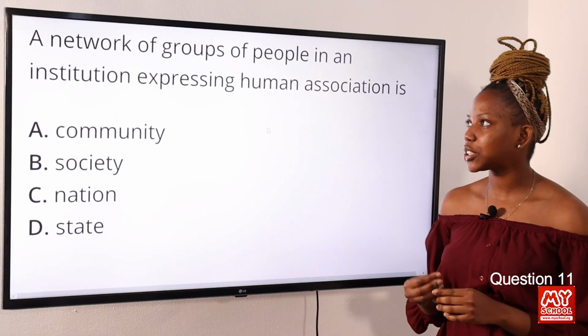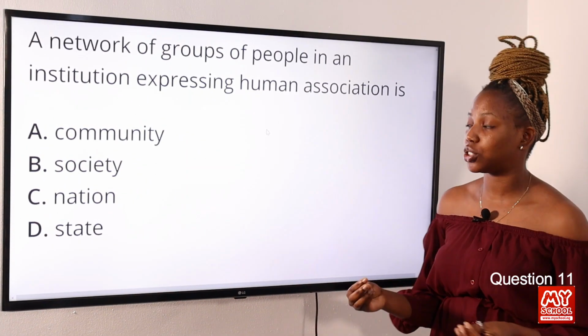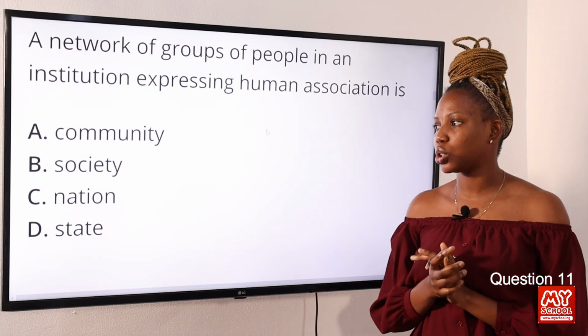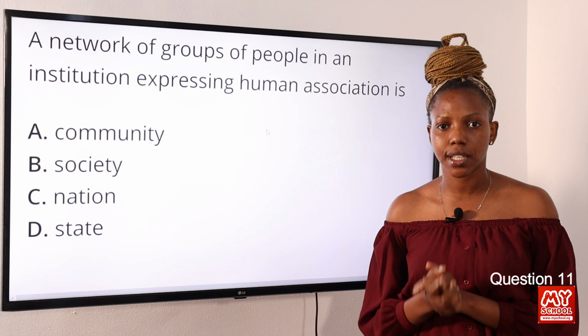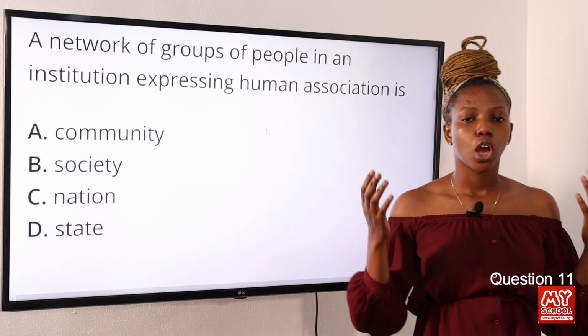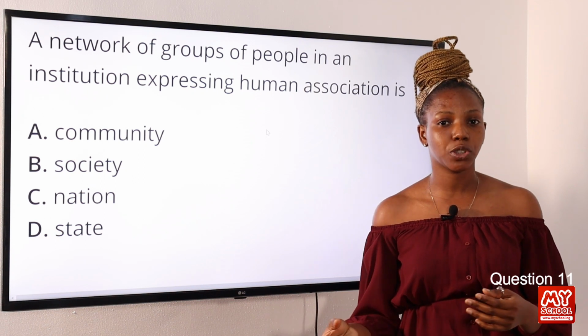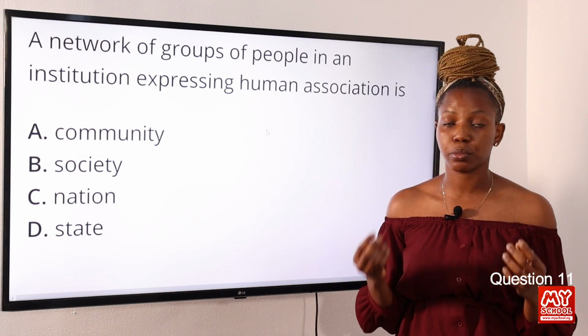Question 11. A network of groups of people in an institution expressing human association is option A, community, option B, society, option C, nation, option D, state. The answer to this question is society. Society involves a group of people who have social interaction or association. So the answer is option B, society.